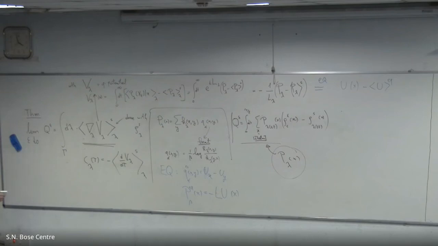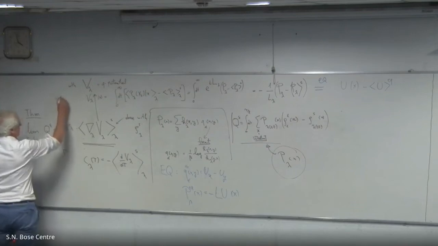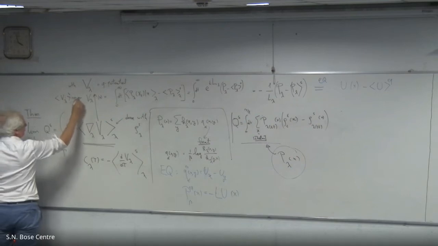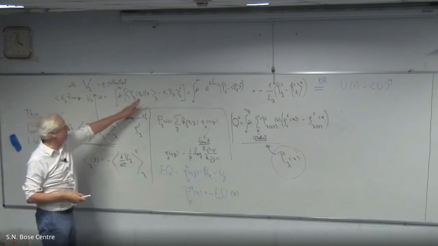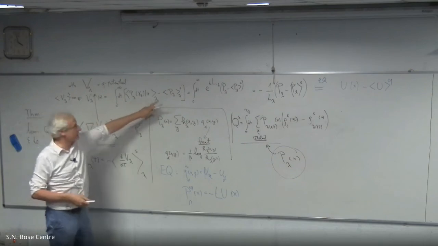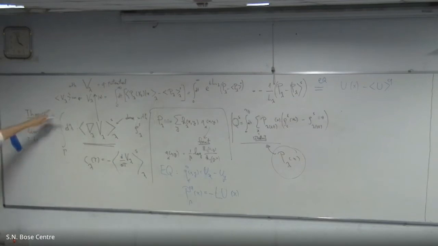So an important remark, by the way, is that the average of V lambda in the stationary state is equal to 0. You can see that because if I take the expectation of that in the stationary state, well, it's of course the same as that one, so it cancels. So it's 0. So the average of V lambda is 0.